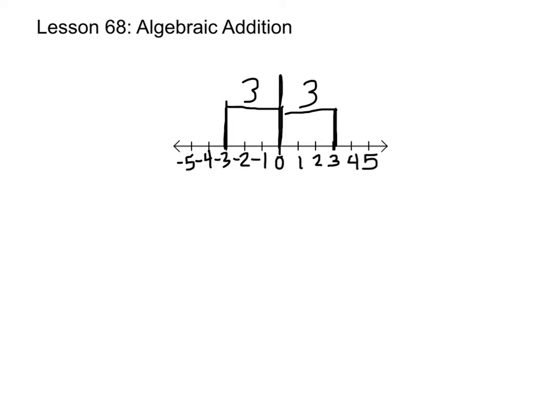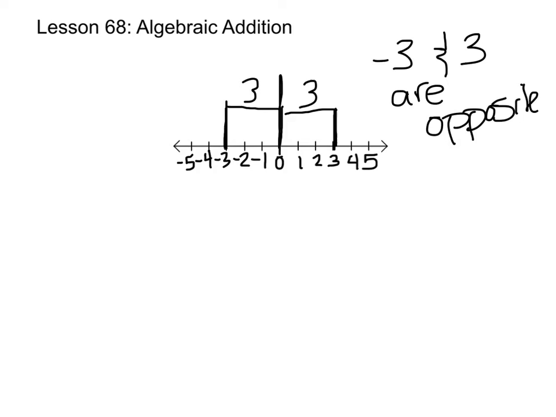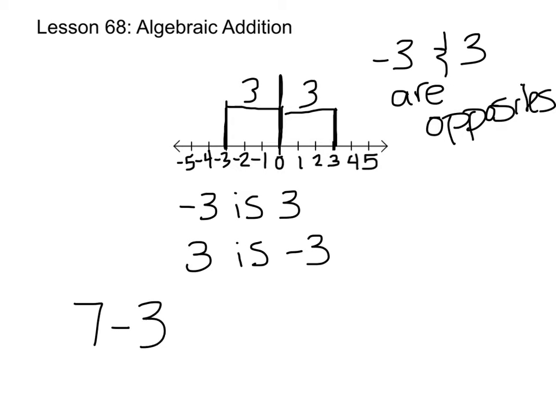So we can say that negative 3 and 3 are opposites. We can say the opposite of negative 3 is 3, and the opposite of 3 is negative 3. We can use this when we are subtracting or adding. Take, for instance, the problem 7 minus 3. We usually read it as 7 minus 3, and we get an answer of 4.